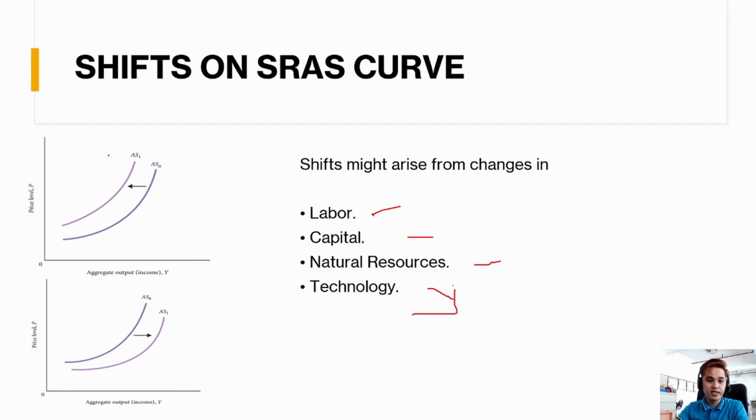So it is expected that the aggregate supply will shift to the left, or there's a decrease in output. But if the economy will provide more capital, then our aggregate supply will increase and shift to the right. So these are the changes. So those are the reasons why the SRAS curve will shift either to the left or to the right.